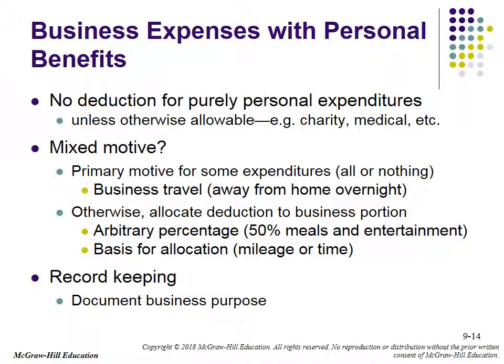Now, when you are away overnight and you're on the business portion of your trip, your lodging is deductible. Incidentals are deductible, like tips. So those two items are deductible. And 50% of your meals are deductible. 50% of your meals. On the personal portion, none of the lodging, meals, or tips would be allowed. Okay, so you've got to keep that in mind. Otherwise, allocate the deduction to the business portion, and that's what we're talking about. You must keep documents of all this.